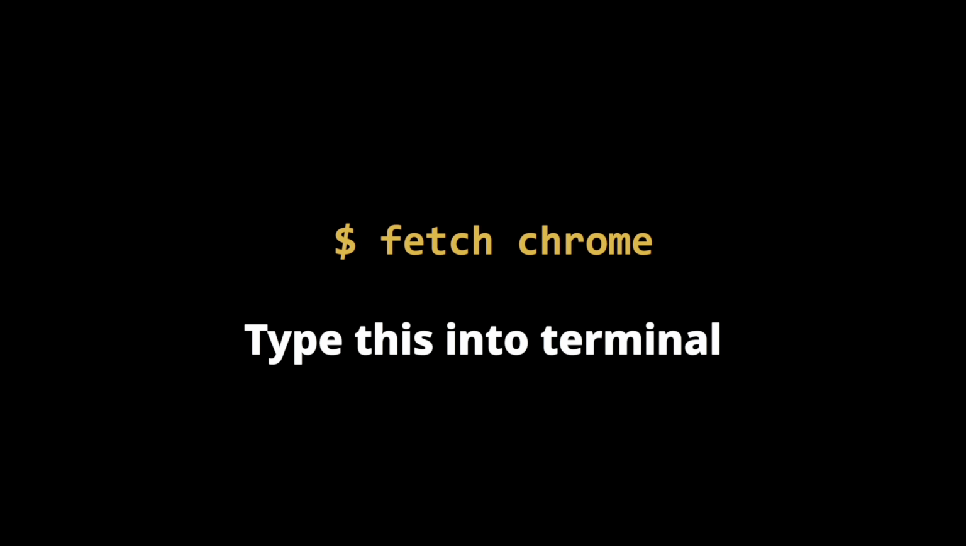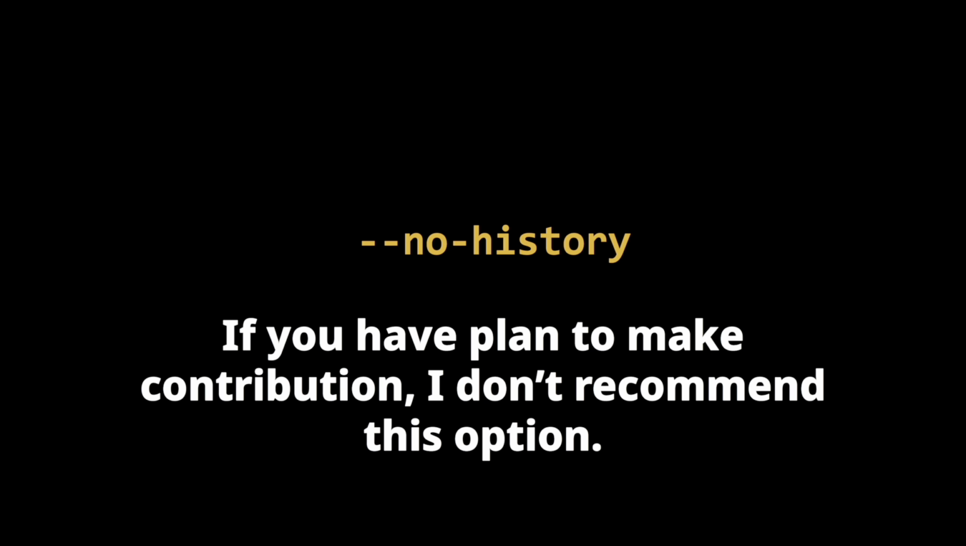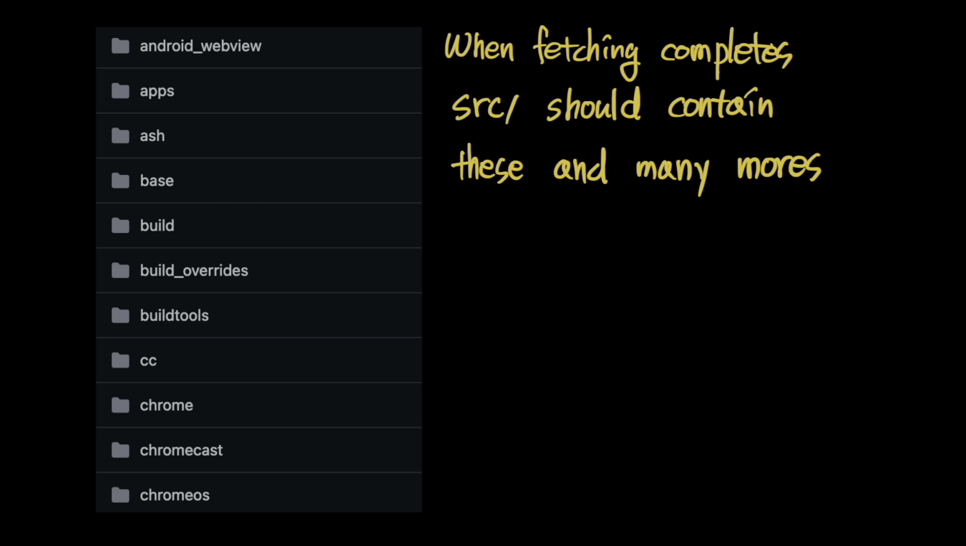Then Depot Tools will start to fetch code related to Chromium. The document suggests additional arguments, like --no-history for faster fetching. But I don't recommend it if you want to contribute to Chromium. I had trouble with branching out and submitting patches when I had the argument.